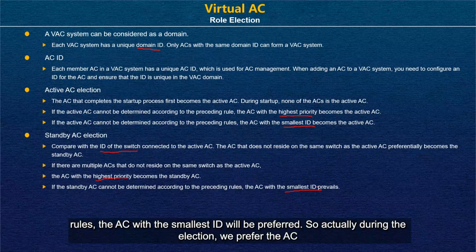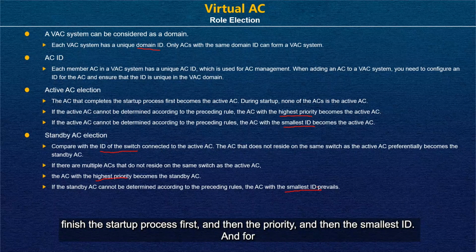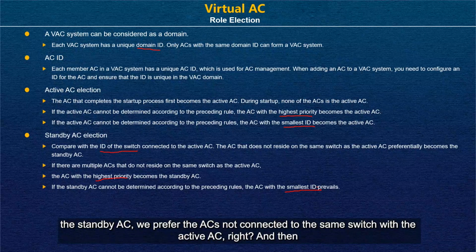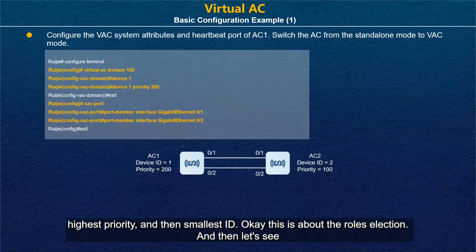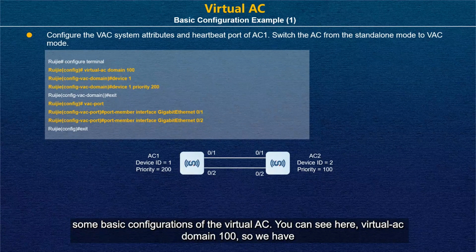So during the election of the active AC, we prefer the AC that finishes the startup process first, and then the priority, and then the smallest ID. While for the standby AC, we prefer the ACs not connected to the same switch as the active AC, and then highest priority, and then smallest ID. Okay, this is about the role election, and then let's see some basic configurations of the virtual AC.